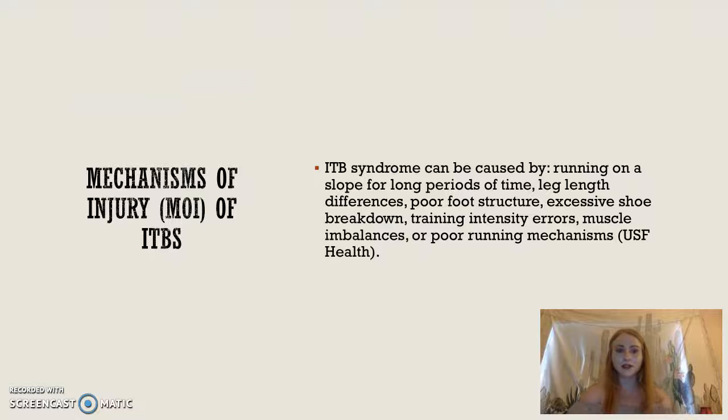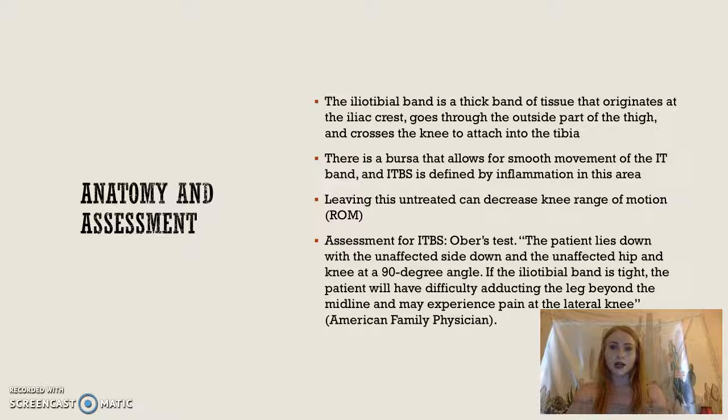So the mechanisms of injury for this can be caused by running on a slope for long periods of time, differences in the leg lengths of the runner, poor foot structure, excessive shoe breakdown, so not switching out the shoes regularly, training intensity errors, muscle imbalances, or poor running mechanics.